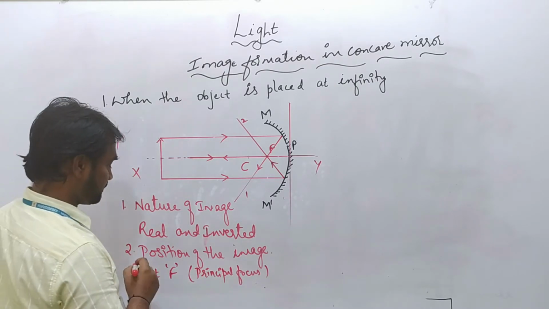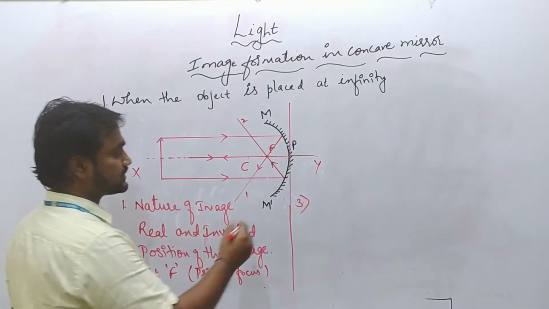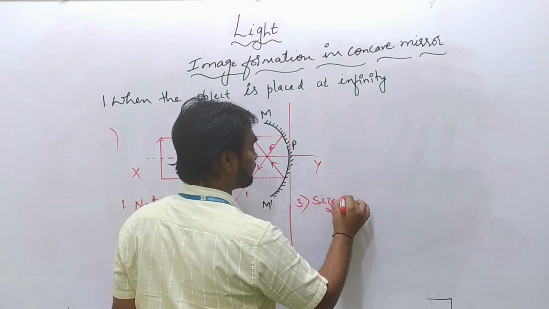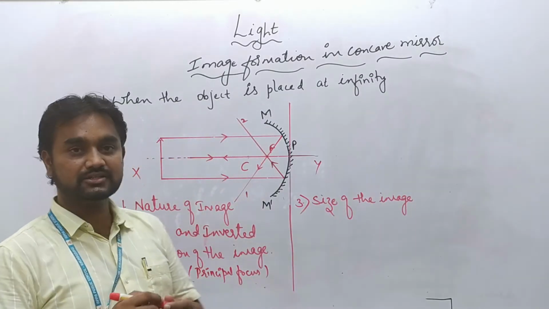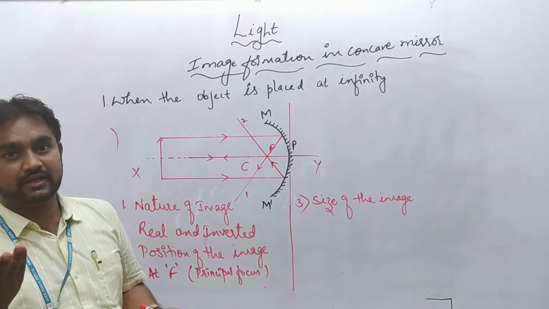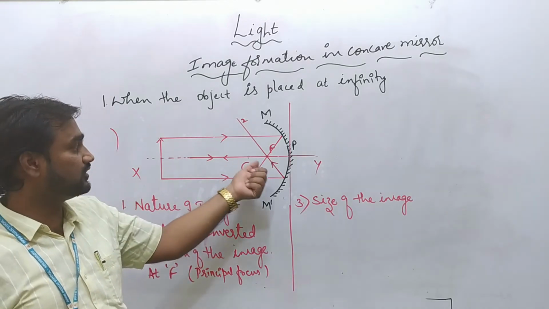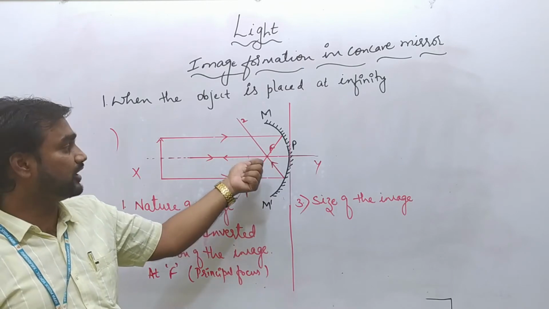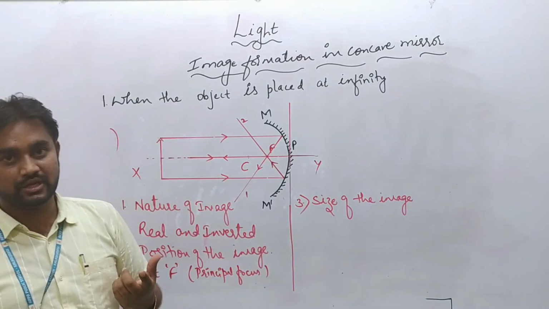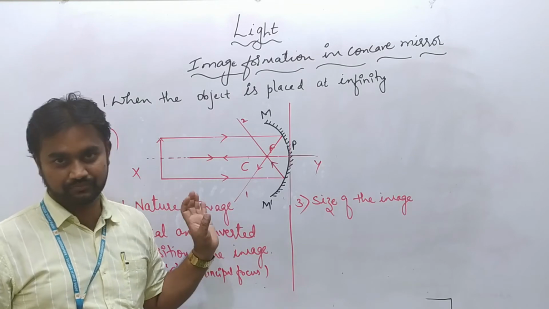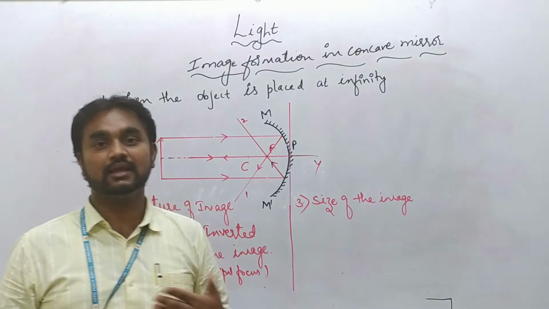And the third one is size of the image. Size of the image, that is whether it is magnified or enlarged, or it is diminished or highly diminished. Highly diminished whenever you get the image of point size, where you can't measure. If it is very small, wherein you can't measure it, you can say highly diminished. If you can measure, you can say diminished. If it is larger than the object, you can say magnified.